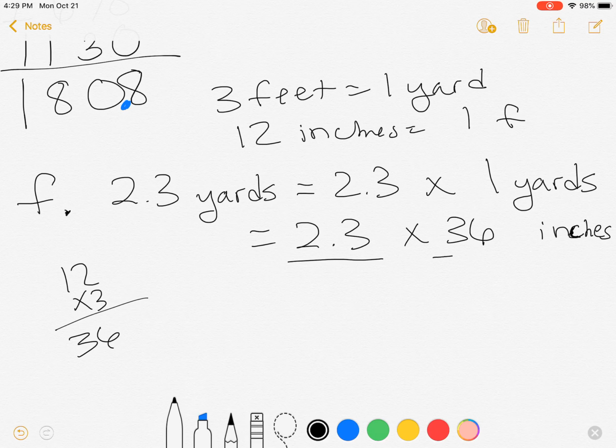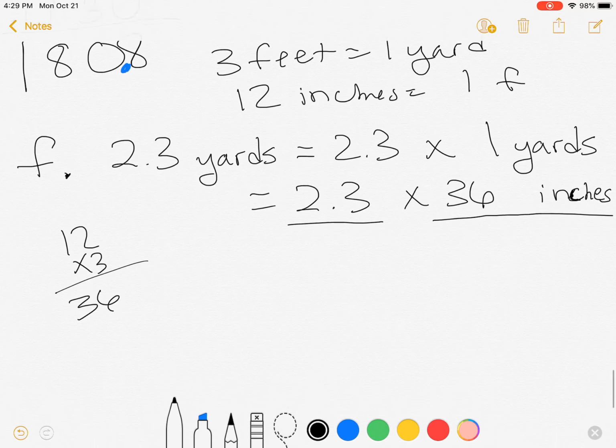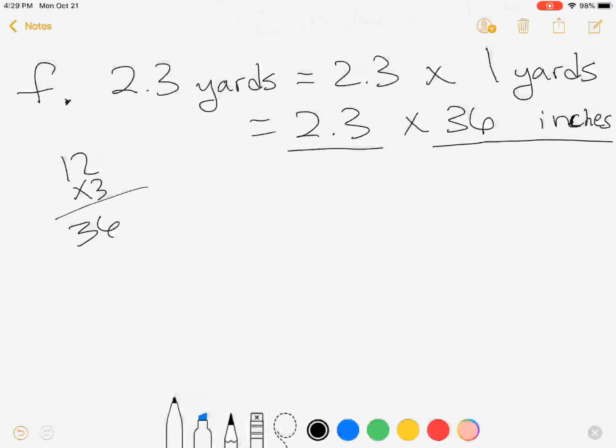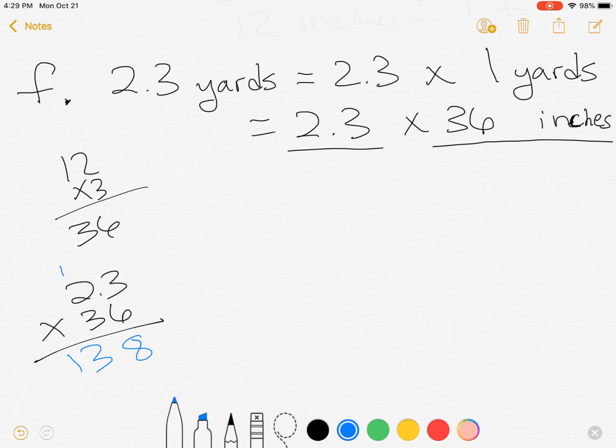2 and 3/10 times 36 inches. So now we got to do that over here to the side. 2 and 3/10 times 36. What's 6 times 3? 18. 6 times 2? 12. 12 plus 1, 13. And then drop your 0. Thank you, Samaya. Drop that 0.